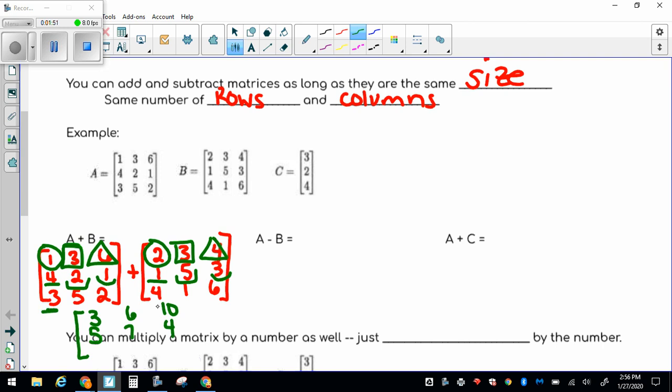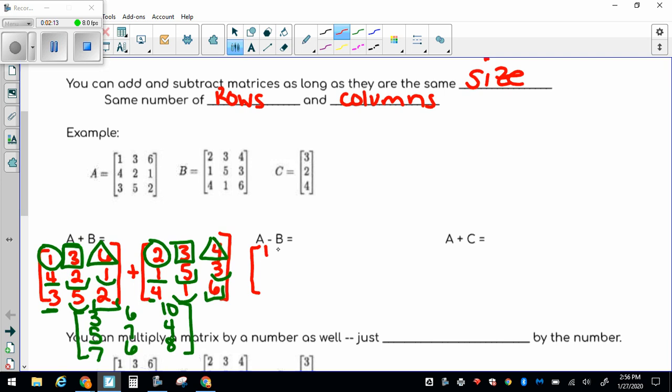And then down here, 3 plus 4 makes 7. 5 plus 1 makes 6. 2 plus 6 makes 8. And so there's my answer. It works exactly the way you would think. Add each bit all the way down. Subtraction, surprise, surprise, is going to be just minusing each bit.